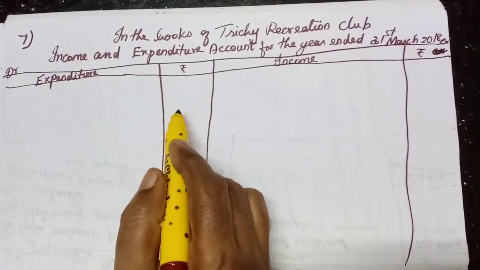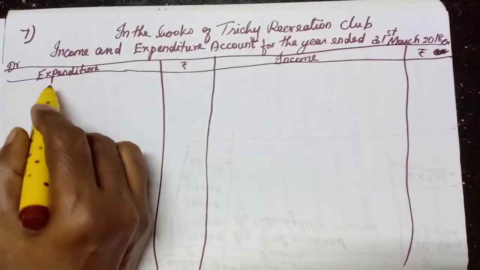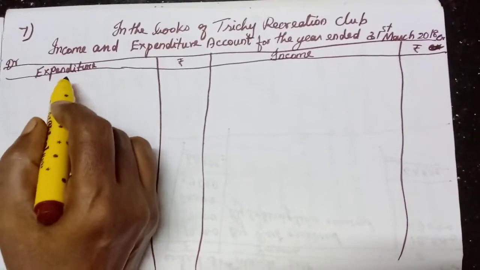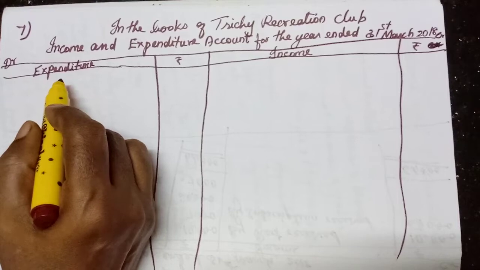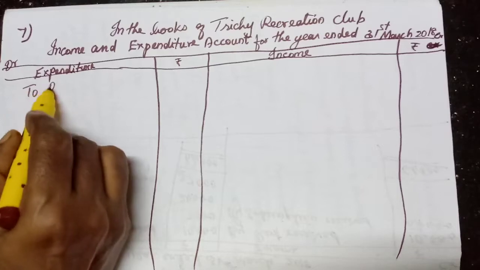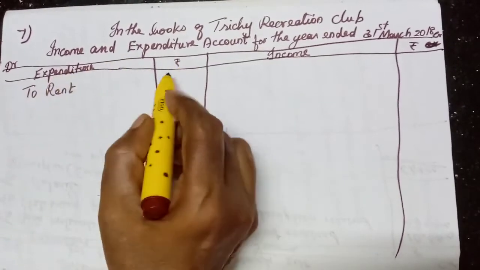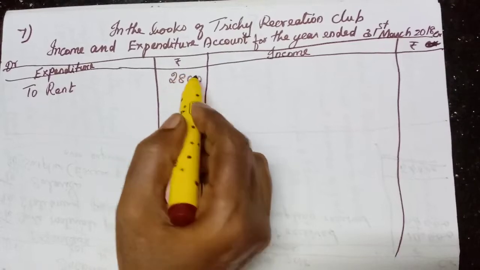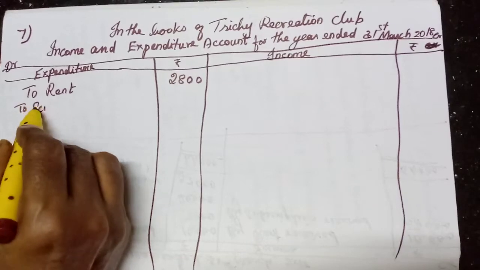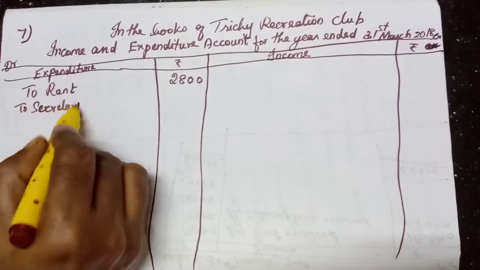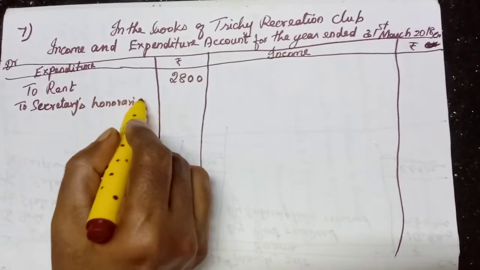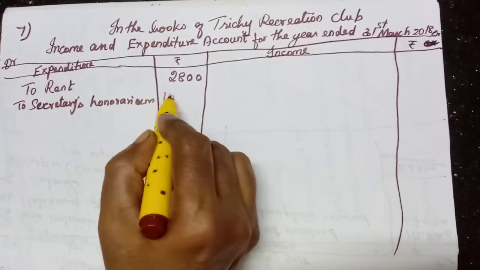Then first we will write the expenditure. So you have to see the payment side. What is the first item given there? By furniture purchased. It will not be coming, isn't it? That will not come, so leave it. Then by rent. So here we should write to rent, 2,800. Then secretary's honorarium. To secretary's honorarium, 15,000.